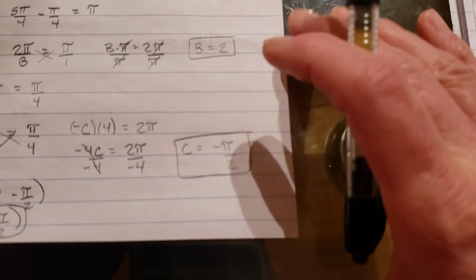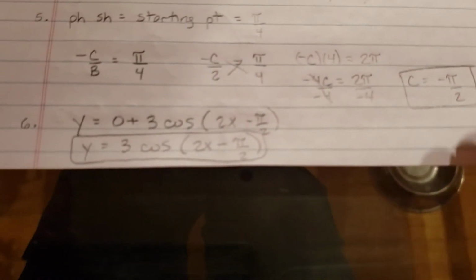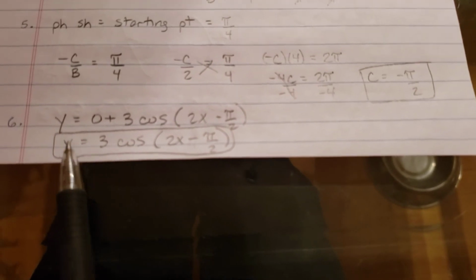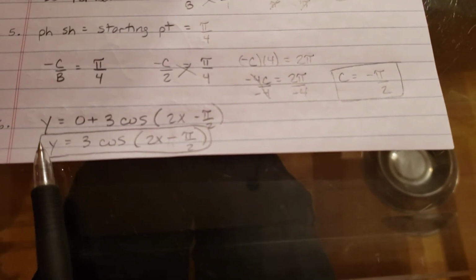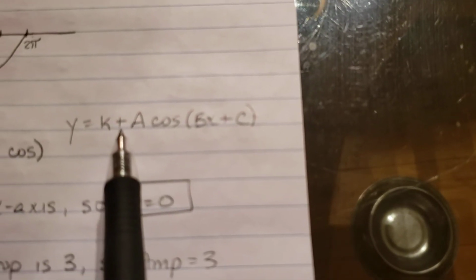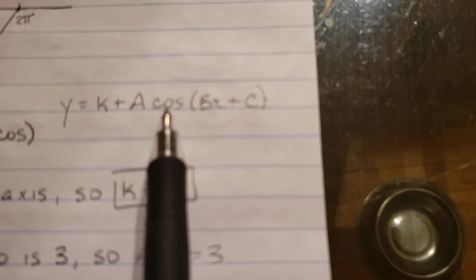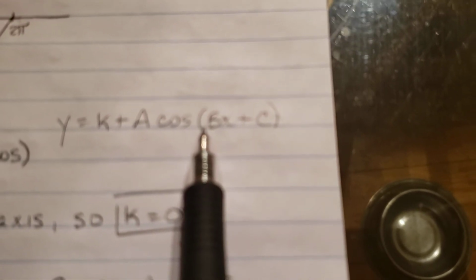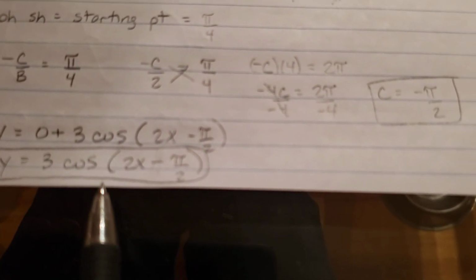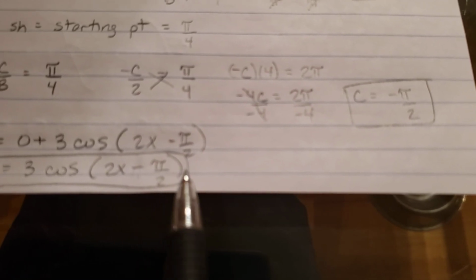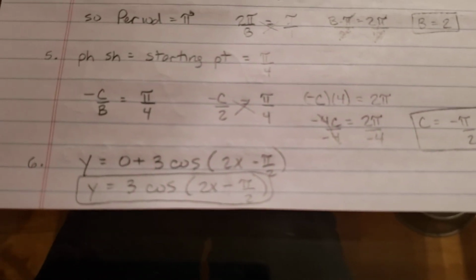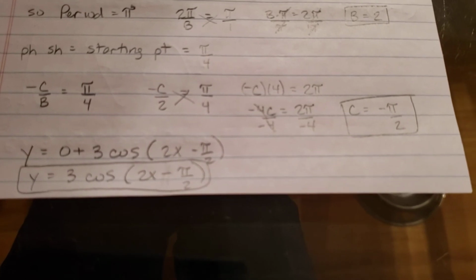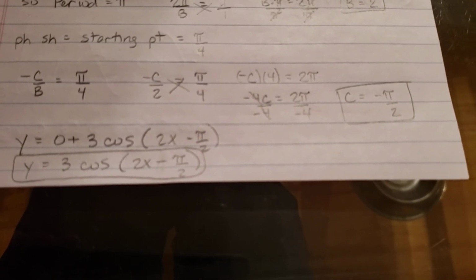Now that we have k, a, b, and c, we plug all of them into the general equation for cosine. The general equation was up here, y equals k plus a cosine of bx plus c. So we plug those in, we end up with y equals 0 plus 3 cosine of 2x minus pi halves. And then getting rid of the zero, we have y equals 3 cosine of 2x minus pi halves.